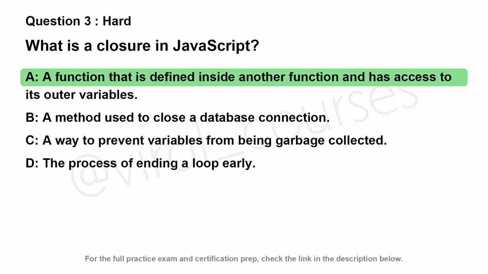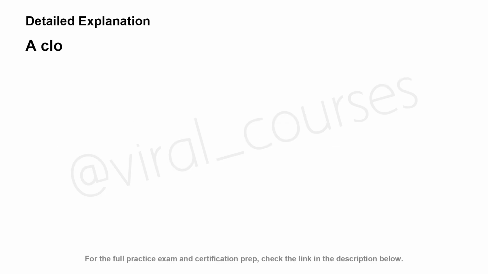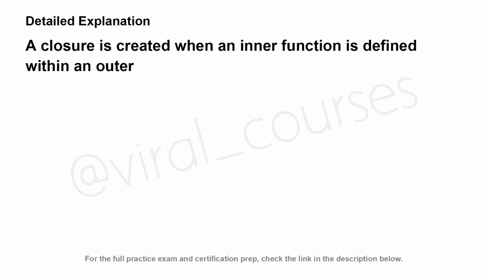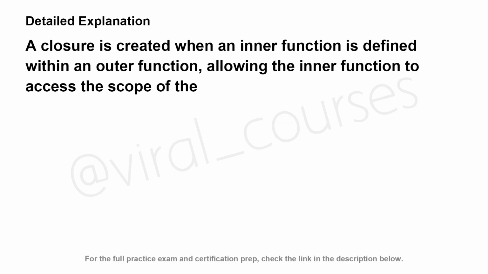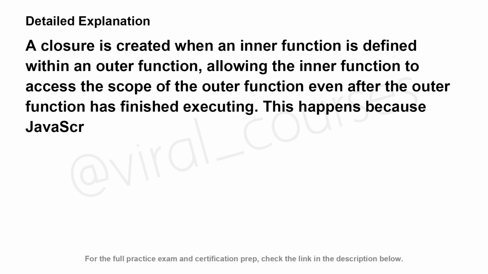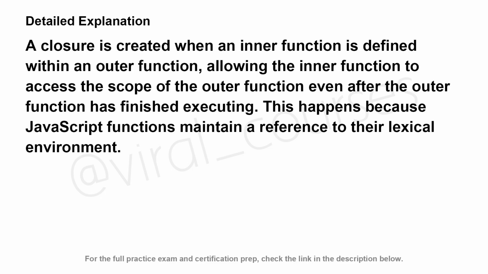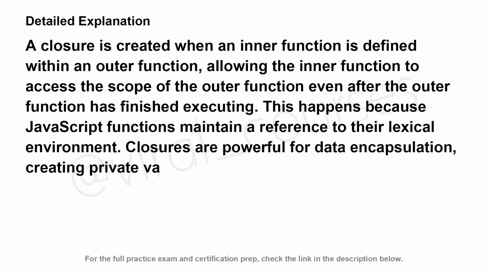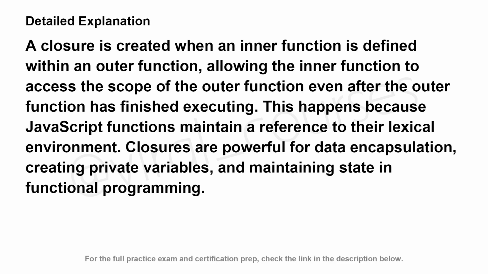The correct answer is A. A closure is created when an inner function is defined within an outer function, allowing the inner function to access the scope of the outer function even after the outer function has finished executing. This happens because JavaScript functions maintain a reference to their lexical environment. Closures are powerful for data encapsulation, creating private variables, and maintaining state in functional programming.